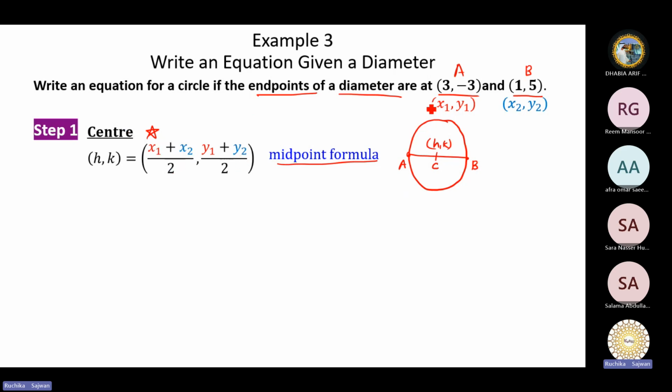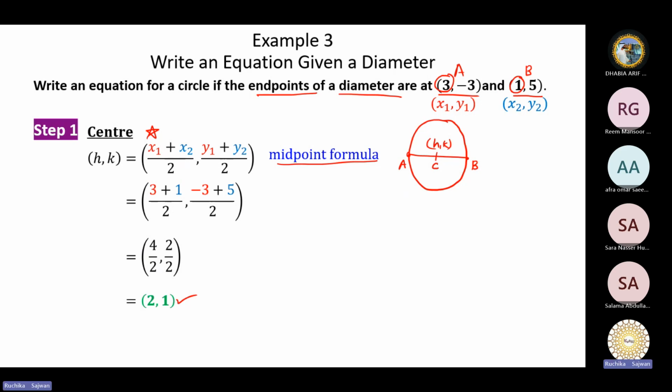Okay, so what do we do? Basically, if I take the x coordinate, 3 plus 1 divided by 2, how much? It will be 4 divided by 2, so 2. Similarly, for the y coordinate, minus 3 plus 5 divided by 2. So this is 2 divided by 2. So 2 comma 1 are the coordinates of the center. I hope this is fine.